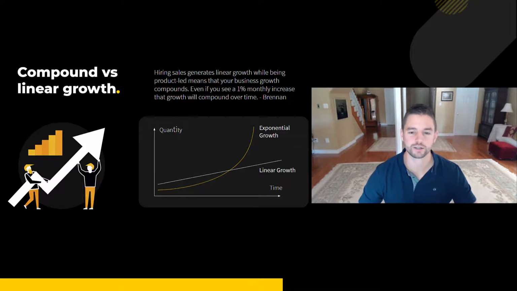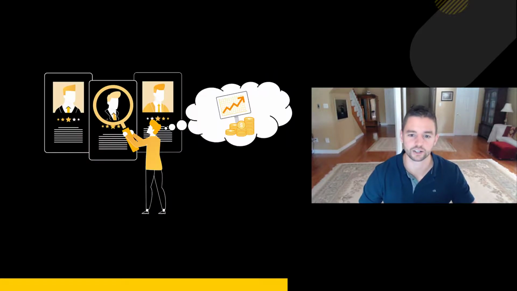Whereas in a sales-led company, you often grow by hiring more sales reps. And so it's very linear. For every sales rep, you might expect X kind of outcome for them to generate either in pipeline or closed won deals. And so it's a very linear process. So product-led companies are able to take advantage of compound versus linear growth.